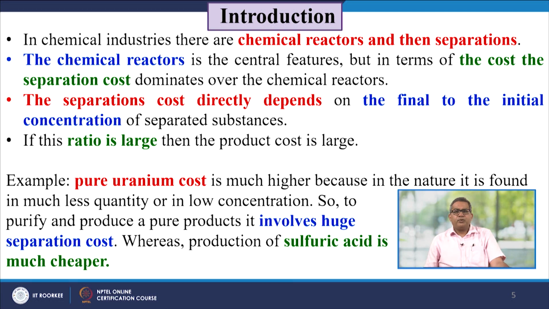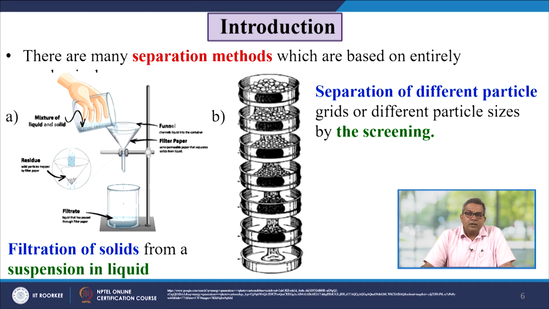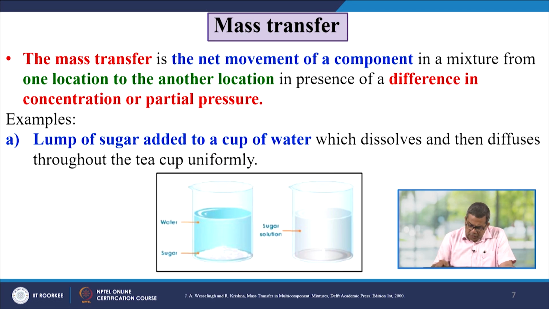For example, pure uranium costs much more because in nature it is found in much smaller quantity and lower concentration. To purify and produce a pure product involves a huge separation cost, whereas the production of sulfuric acid is much cheaper. Now, there are various separation protocols based on the separation of different particles or particle sizes, maybe by screening or other protocols, or the filtration of a solid from a suspension in liquid.